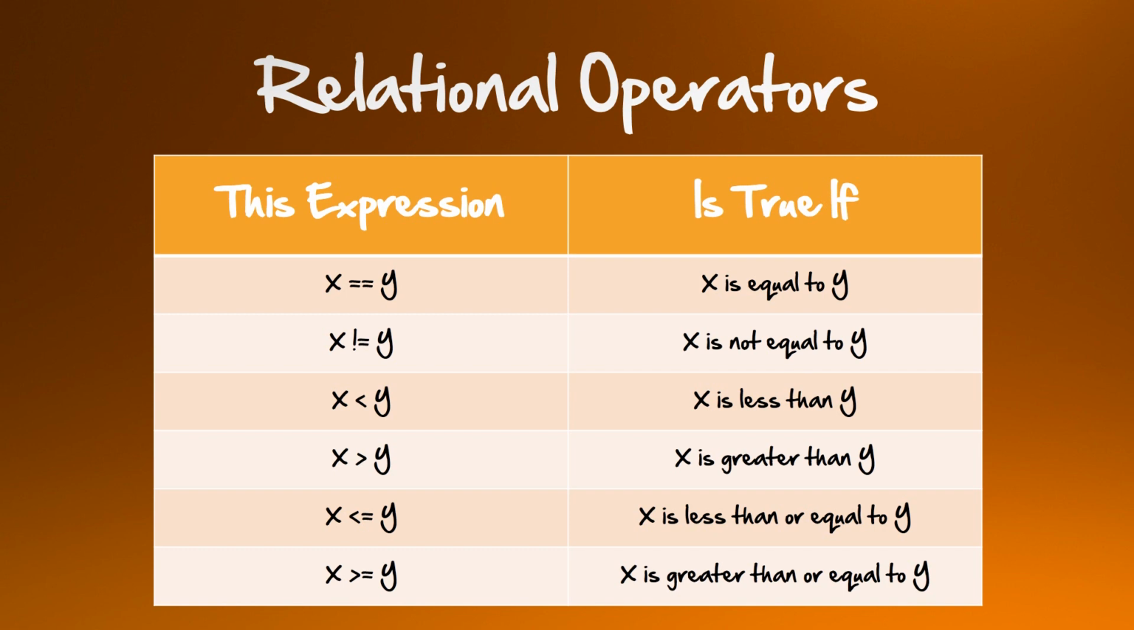The relational operators should be familiar to you, except for the equality operator, that is ==, and the inequality operator. Note that = is used for assignment, whereas == is used for comparison of two quantities. Here is a simple program.